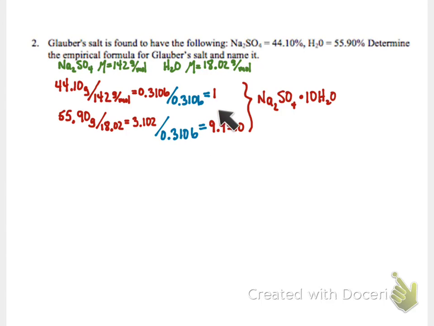Look at both of these numbers, pick the one that's smaller, 0.3106, divide both of them by that smaller number, and you get a 1 and a 9.9, and 9.9 rounds to 10. So the formula is 1 sodium sulfate, Na2SO4, complexed with 10 waters. So this is going to be sodium sulfate decahydrate, because deca means 10.